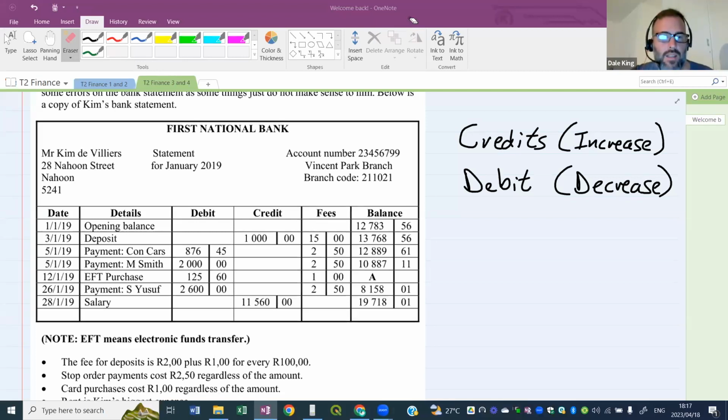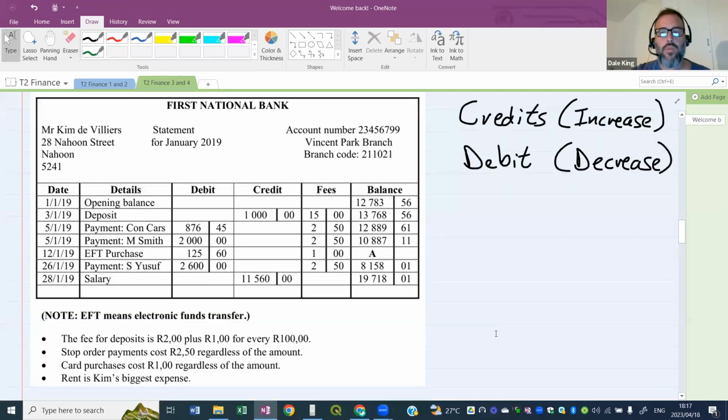Okay, now let's have a look at what's written underneath here because this is important. It relates to the questions that are coming up. So we have some text underneath the bank statement. It says, note, EFT means electronic funds transfer. And then the first line here, let's read it. It says, the fee for deposits, this is a bank fee, is 2 Rand plus 1 Rand for every 100 Rand that is deposited.